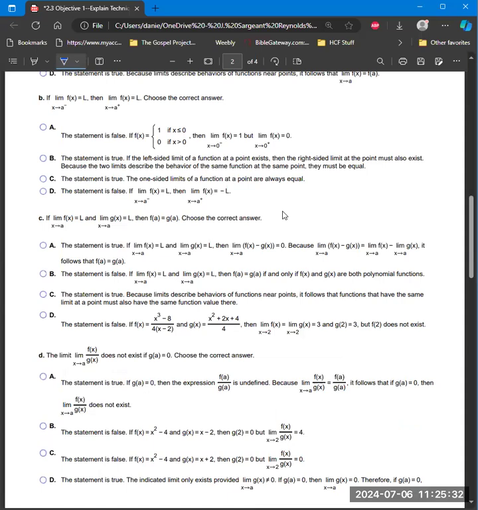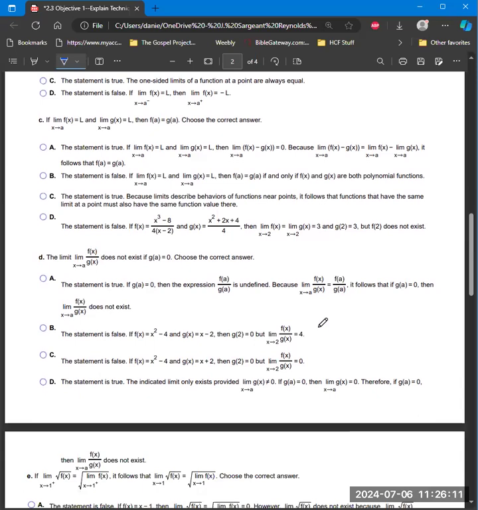If the limit of f of x equals L as x approaches a from the left, then the limit of f of x equals L as x approaches a from the right. No, that's not true. We can have a limit exist from the left and the right and be different numbers. So that's going to be A. The statement is false. And they're using y equals 1 from the left and y equals 0 from the right as their examples.